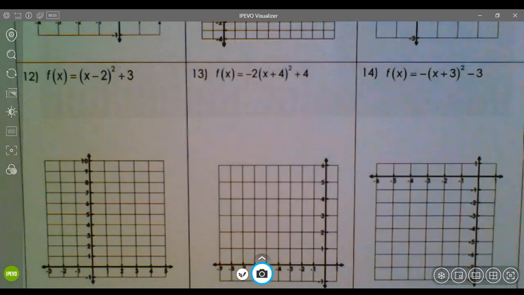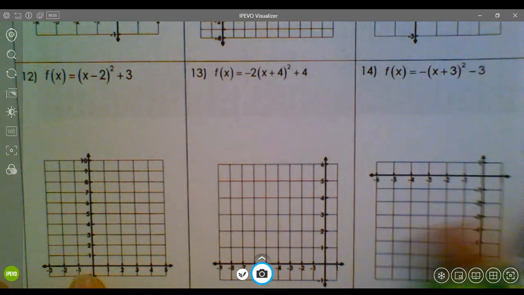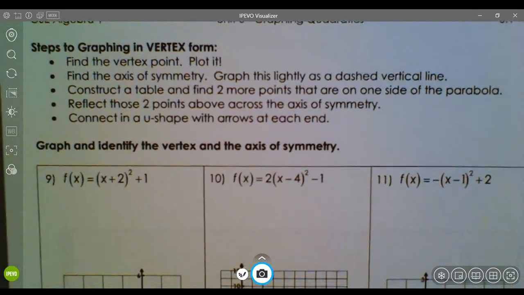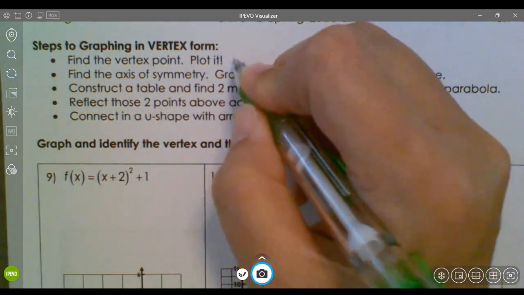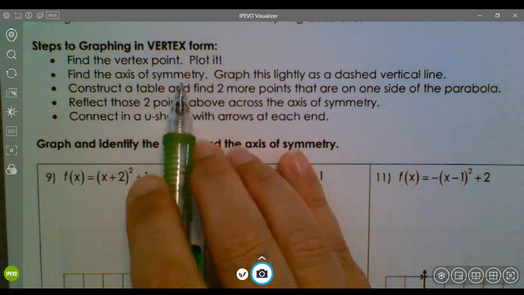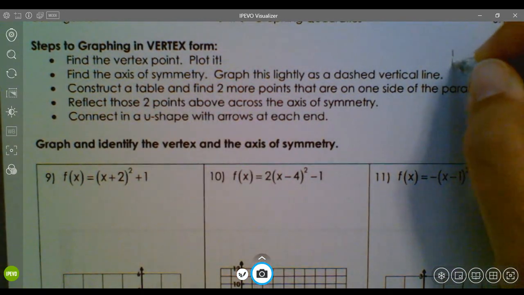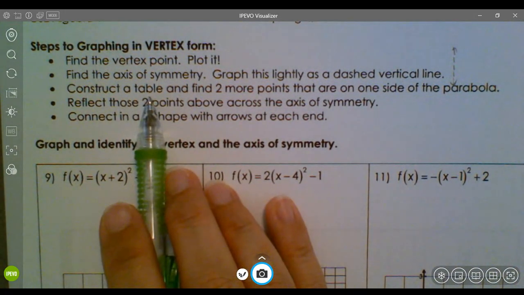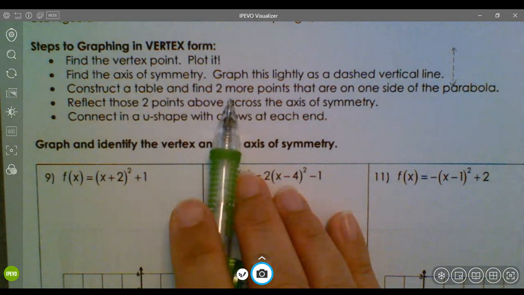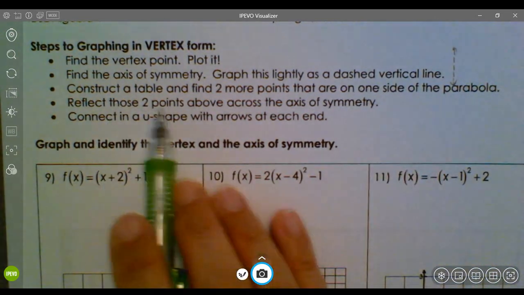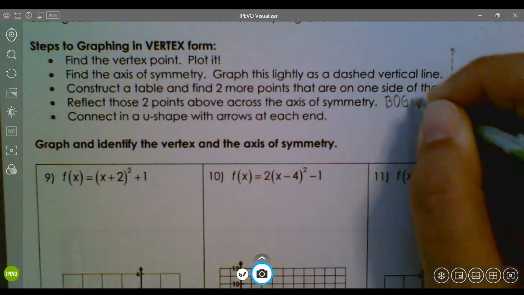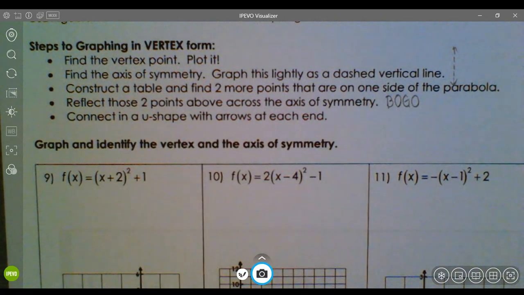Okay. All right, now, how do we build a graph if I give you an equation? Well, you're going to find the vertex and you're going to plot it, okay? Find the axis of symmetry. You're going to graph this as a vertical line. Now, you can construct a table. Your calculator will find a table. You can plot points. Find 2 more points that are on one side. You're going to reflect those 2 points across the axis of symmetry. These are my BOGO points, y'all. You'll see. And then you'll make a U-shaped figure.